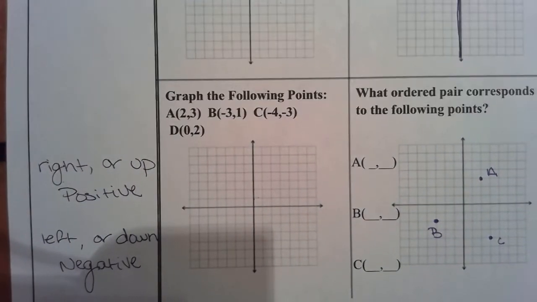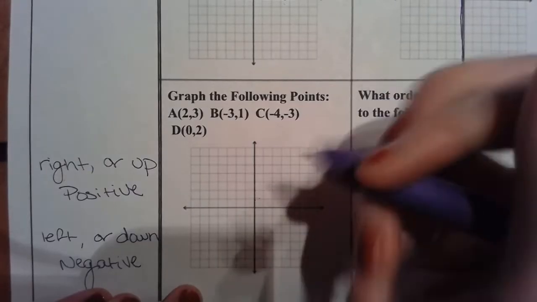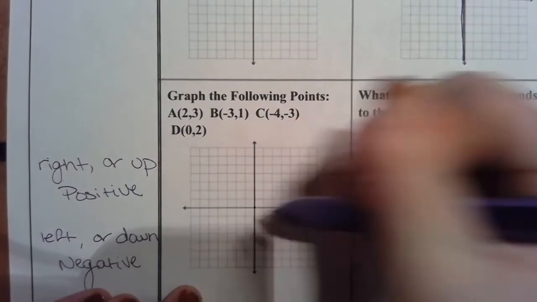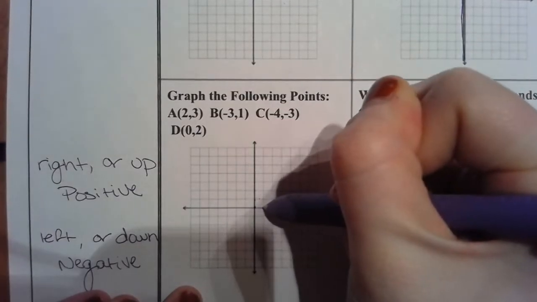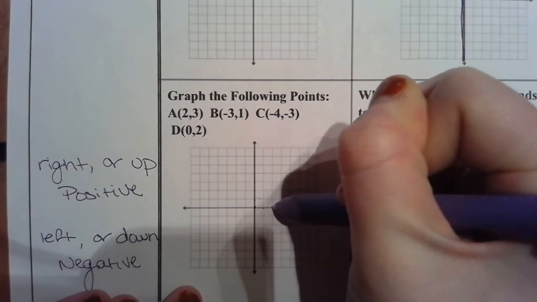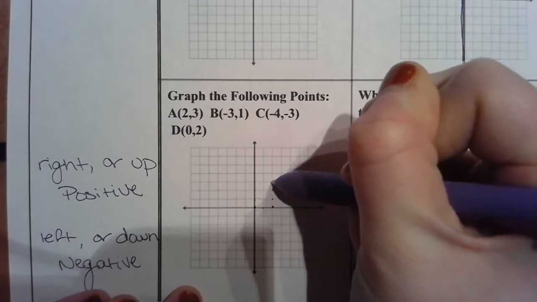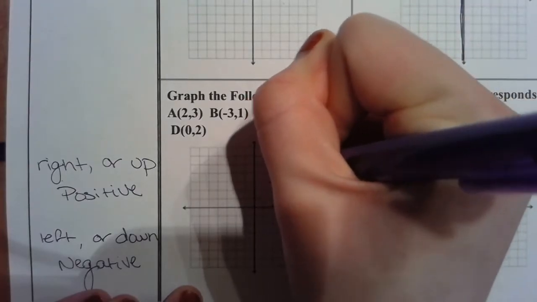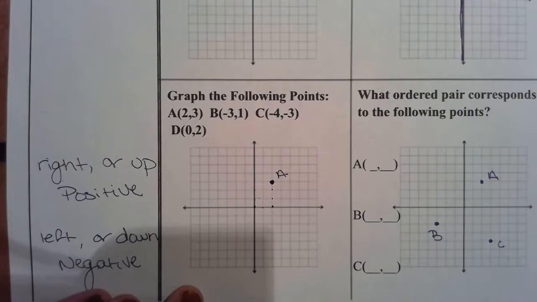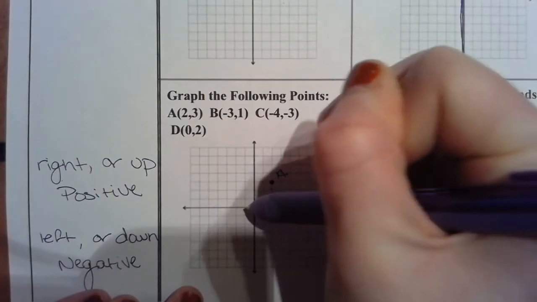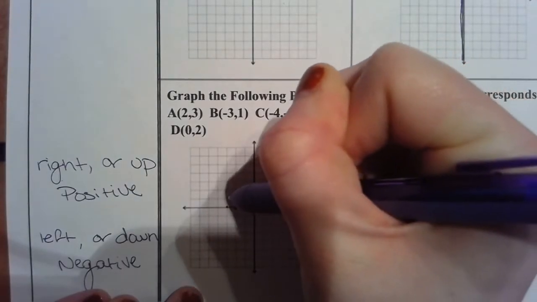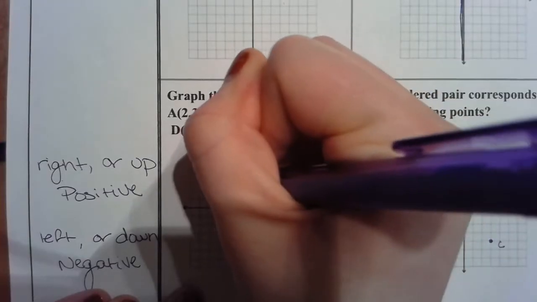All right, so point A, (2, 3). I'm starting at the origin, always starting at the origin, that point (0, 0) that we talked about. Then I'm going 2 units in the x direction, so 1, 2, and then 3 units up. And then I'm labeling my point. Every single time you should label. Just a random dot doesn't help us very much. Okay, for point B, I'm starting at the origin. I'm going to the left 3 and up 1. And I'm labeling it.